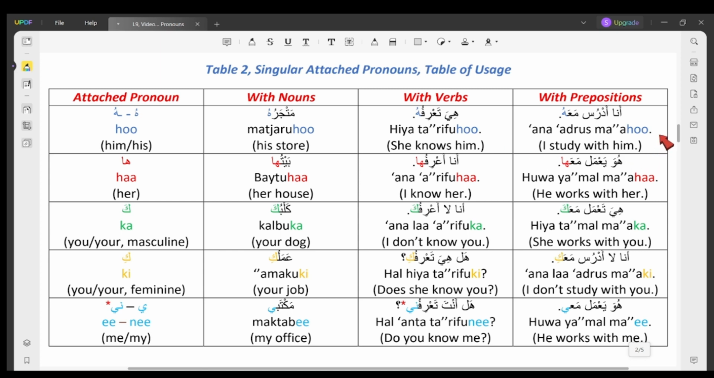And lastly, with a preposition. Prepositions are small words such as with, by, around, behind, in front of, and so on. Now let's look at the sentence. Ana adrus ma'ahu. This means I study with him. So as we can see, these attached pronouns are really versatile and they can combine with a lot of different types of words.